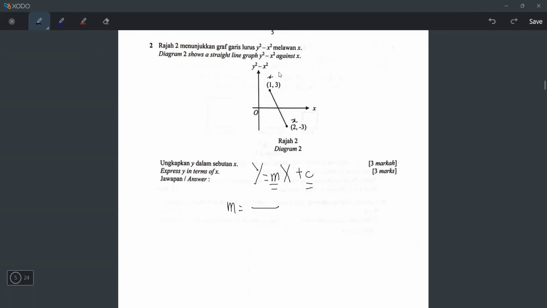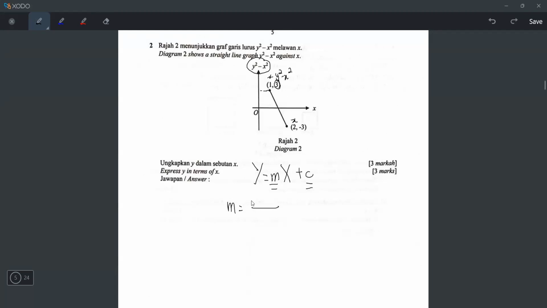But you have to be careful because this 3 is not the y coordinate. It's the y square minus x square, because if you read here, the y-axis is y square minus x square. It means when you substitute the 3, you will substitute into the big Y. Do you understand what I mean?